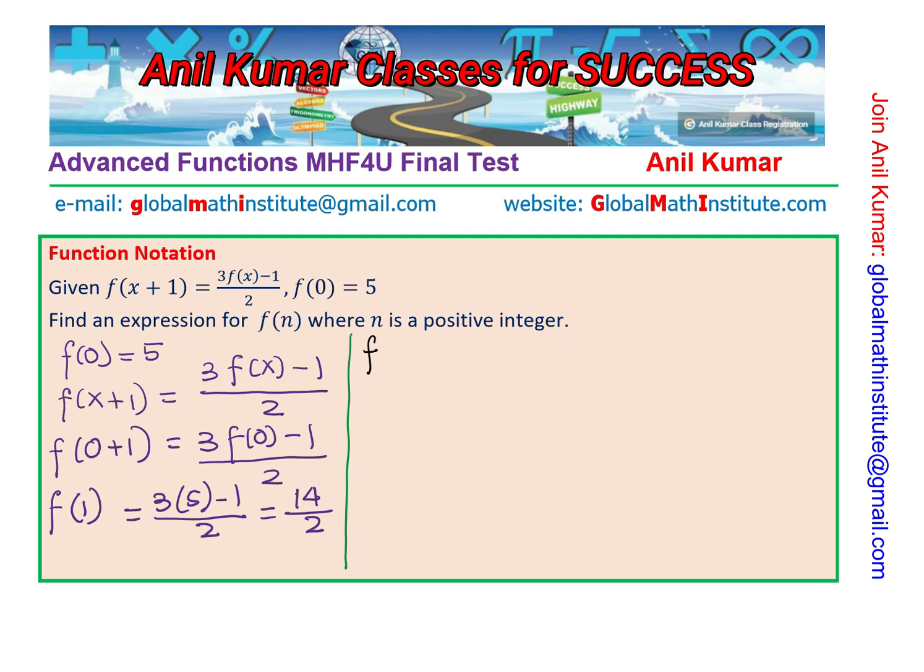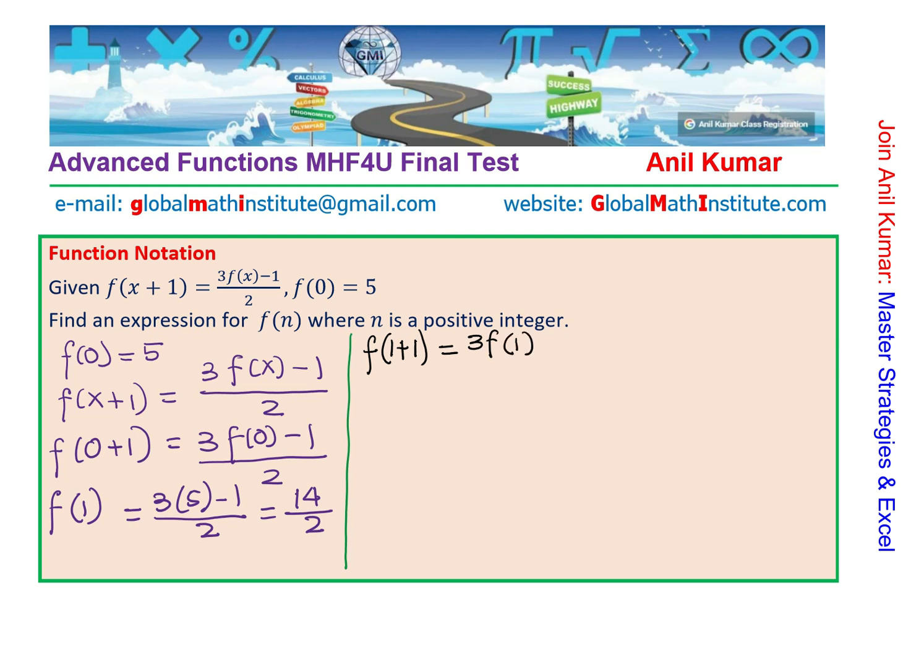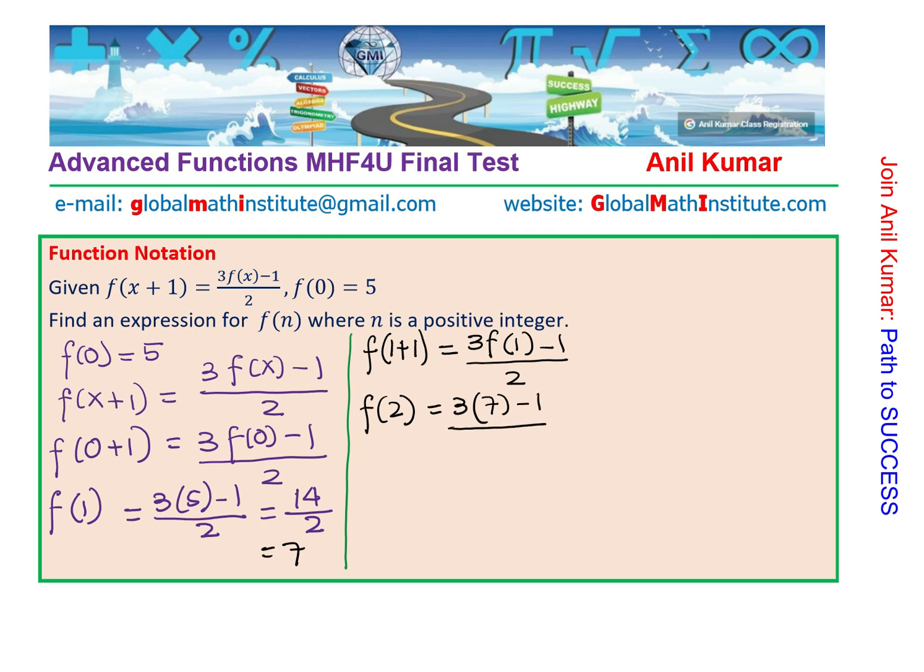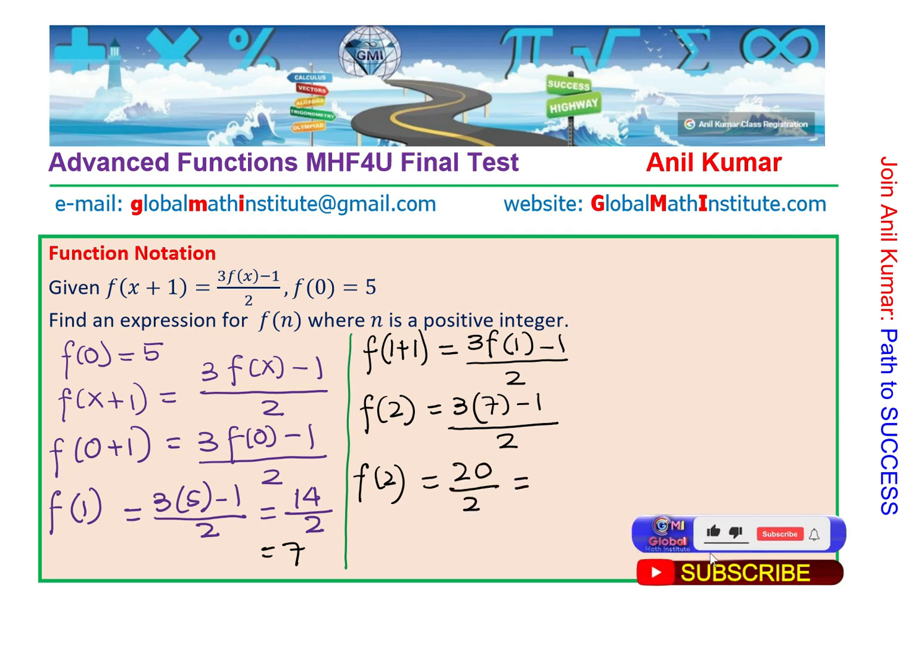Okay, no problems. Now we'll just continue and find more terms. So we can now find f of 1 plus 1, which is f of 2, applying the same given formula. So we have f of 1 minus 1 over 2, and so we get f of 2 equals 3 times f of 1. I'm writing now as 7 in the expression, right? It's easy for calculations. So both have their own advantages, which you will see as we move along with the solution. 3 times 7 is 21, minus 1 gives you 20. So we get 20 by 2, which indeed is 10.